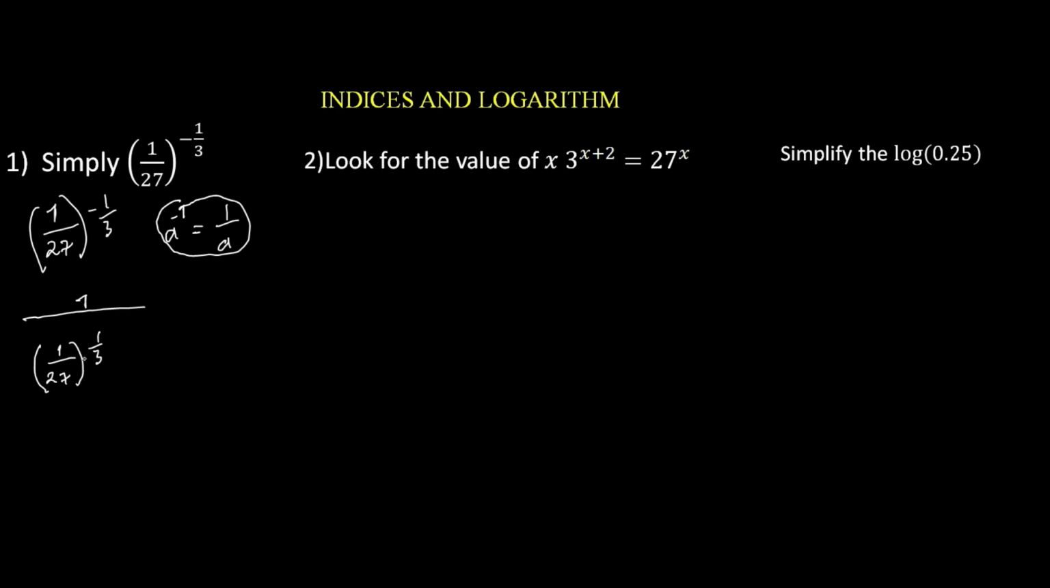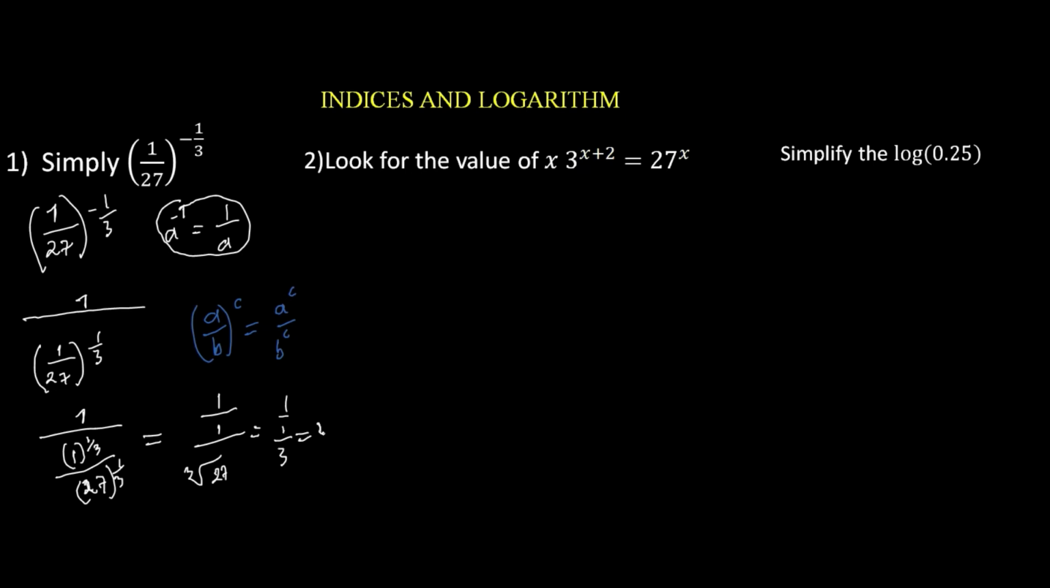Now what if we try to apply another law? It states that if you have a all over b, all that raised to the power c, then this can be written as a raised to the power c all over b raised to the power c. With this in mind, we can have 1 divided by 1 raised to the power 1 on 3, all divided by 27 raised to the power 1 on 3. So this is equivalent to 1 divided by 1 divided by the cube root of 27, which is simply 3. Meaning that 1 divided by 1 divided by 3 is equivalent to 3. Therefore, when you simplify this, you're going to have 3.